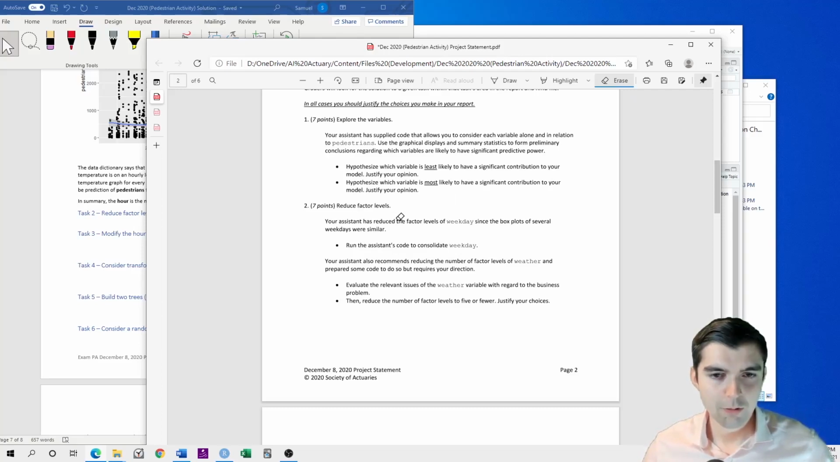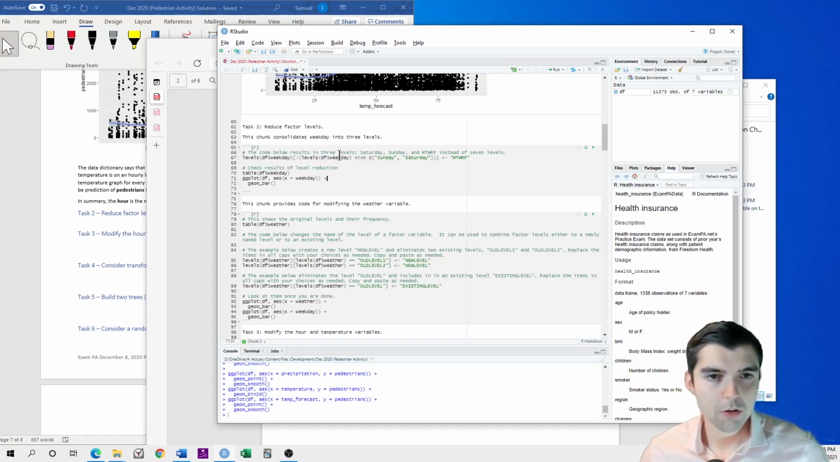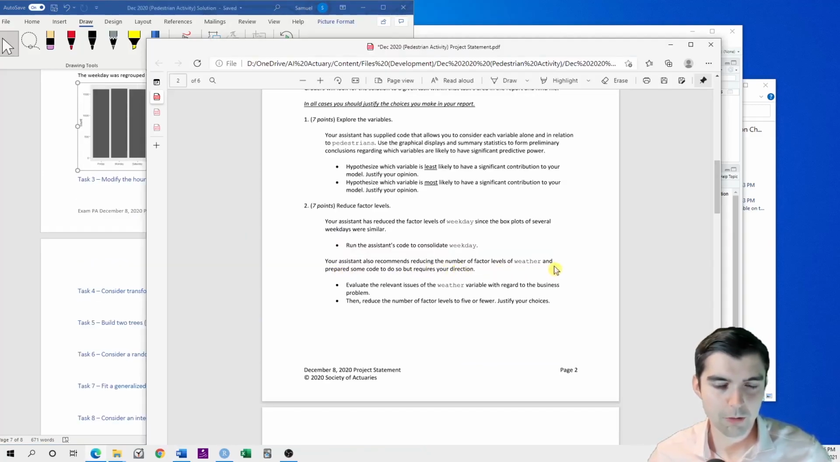Task 2. Reduce the factor levels. Your assistant has reduced the factor levels of weekday since the box plots of several weeks are similar. Run the assistant's code to consolidate weekday. Okay, so we can see here that the code below shows 3 levels, Saturday, Sunday, and weekday, instead of 7 levels. The weekday was regrouped to be either a Saturday, Sunday, or a weekday. Your assistant also recommends reducing the number of factor levels of weather, and prepared some code to do so, but requires your direction.